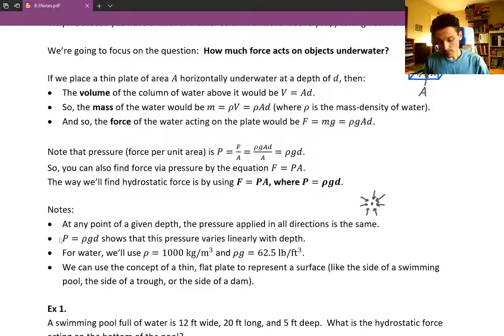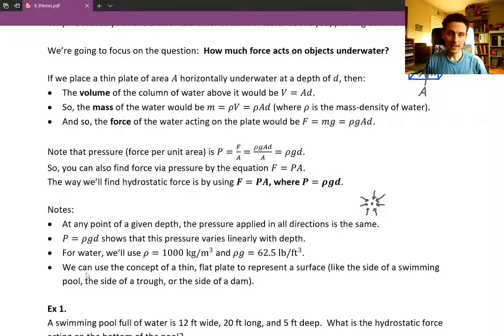The second thing we mentioned is that pressure varies linearly with depth. And the third thing says that for water, just like we did in 6.4, we're going to use a mass density rho of 1,000 kilograms per cubic meter if our units are metric. If our units are British units, then we'll use rho g, which is a weight density, as 62.5 pounds per cubic foot. Again, I'll give those values to you on quizzes or tests.